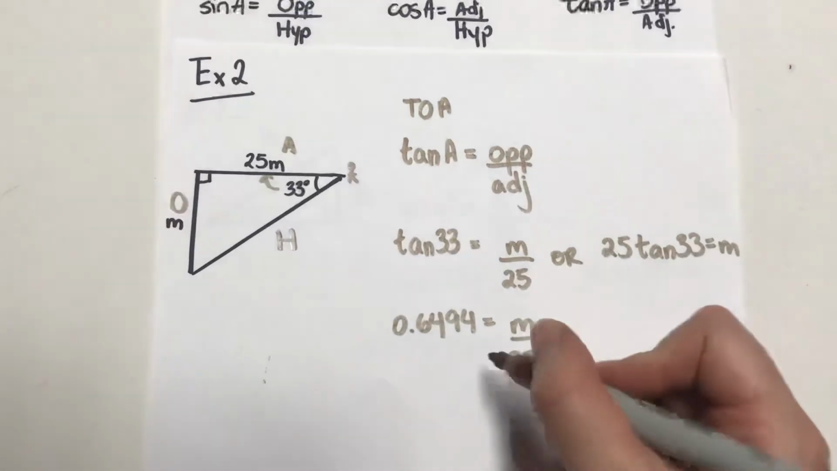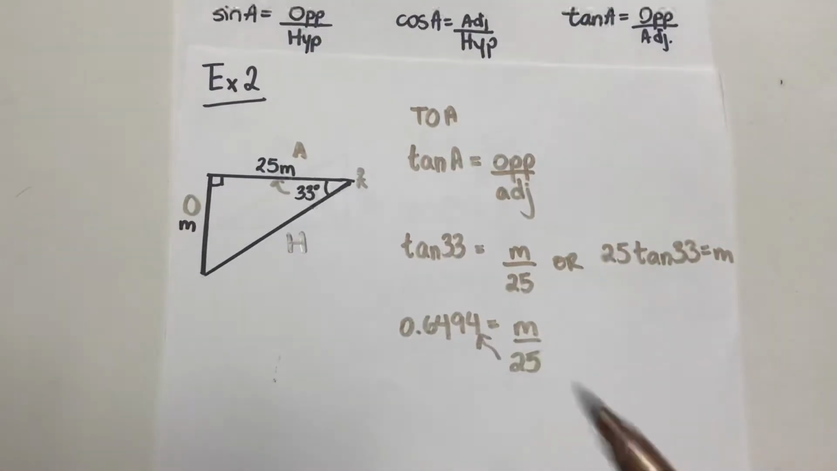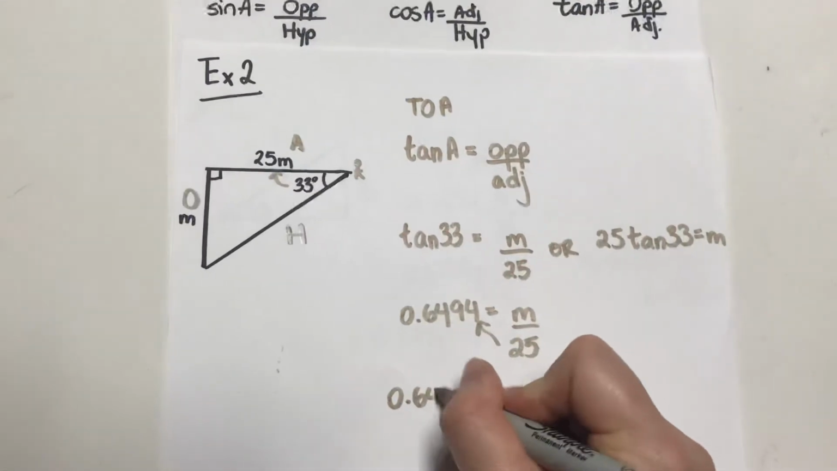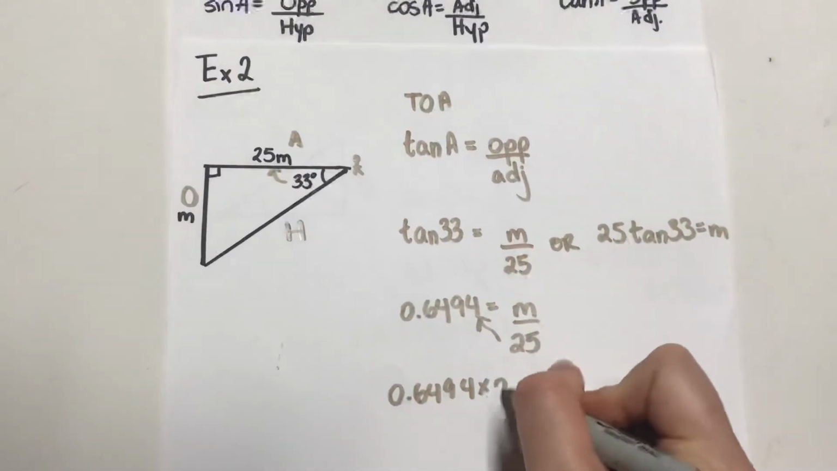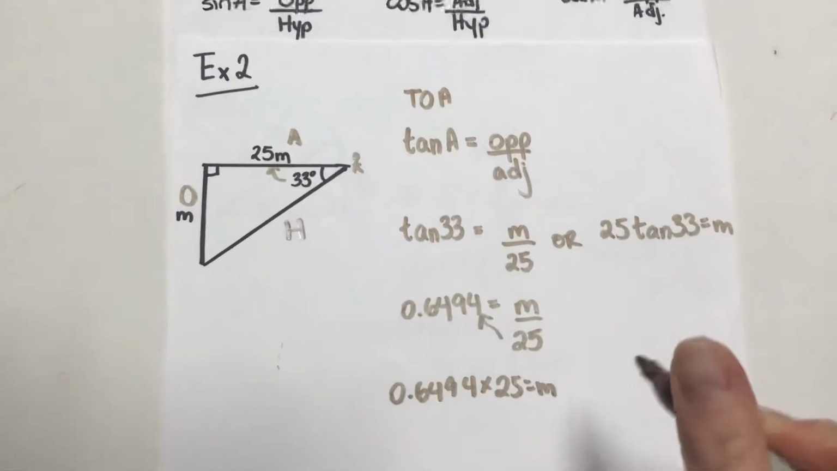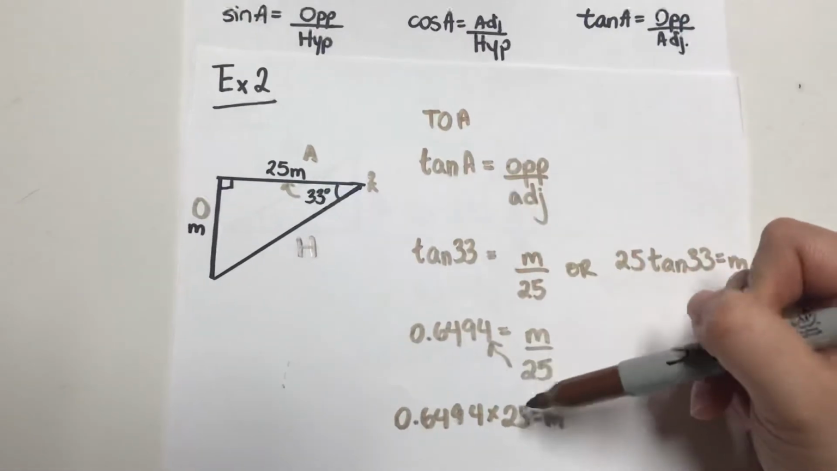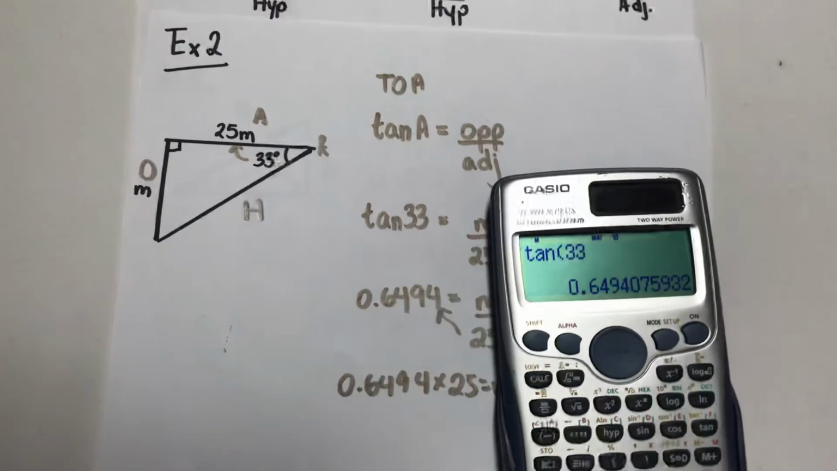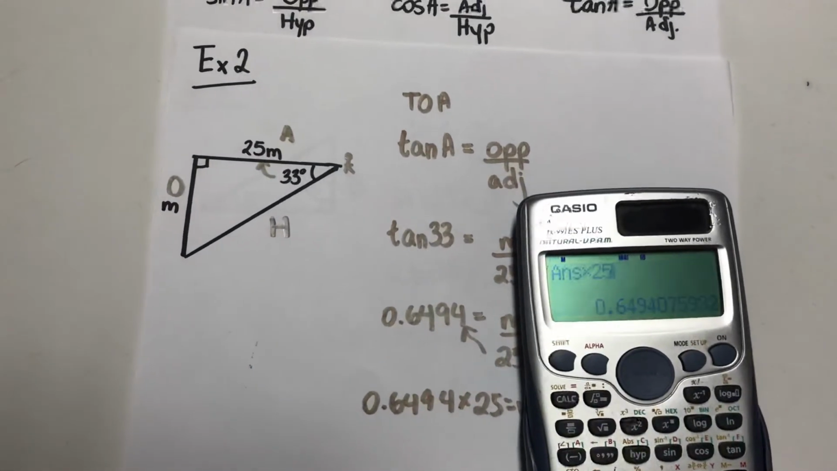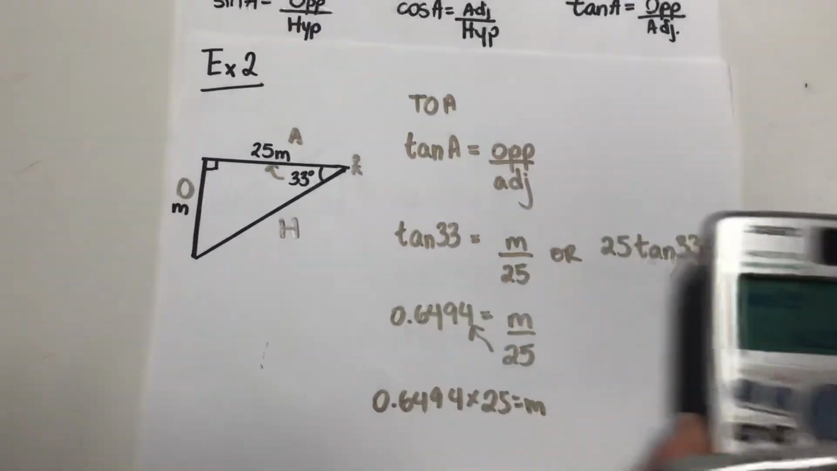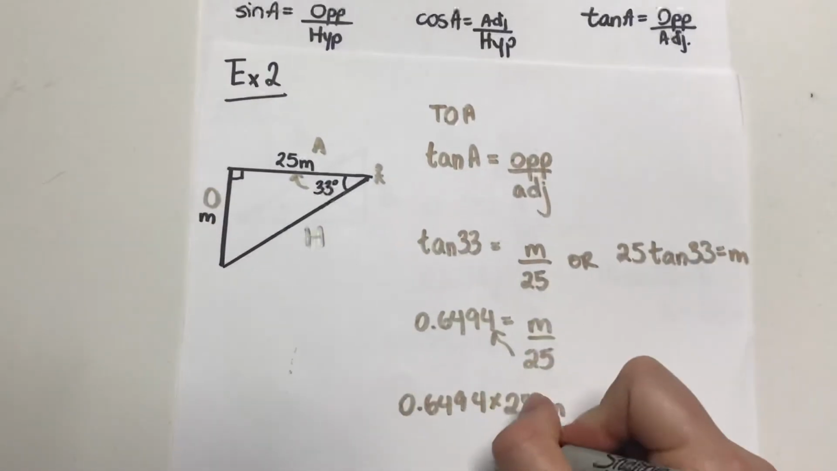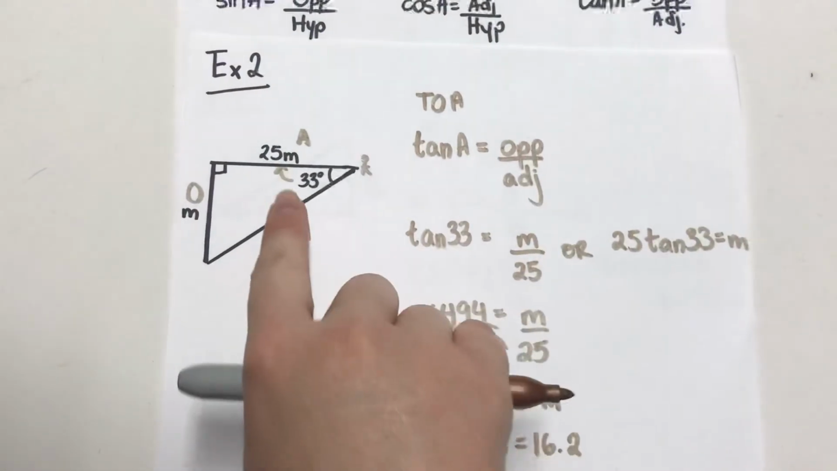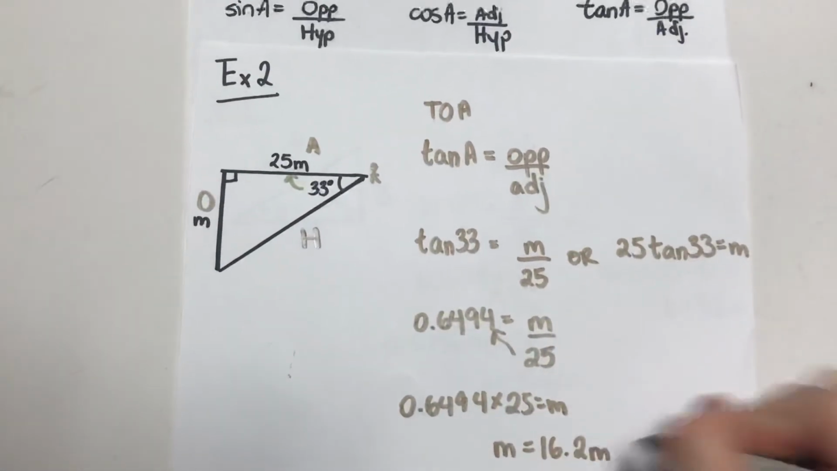And then I'm going to multiply across to isolate the M. 0.6494 times 25 is equal to M. I'm trying my best to line up my equal signs. A little bit off right there, but, and then my answer, I'm going to times that by 25, which gives me 16.2. So M is equal to 16.2, and my unit was meters, so I'm going to say meters.